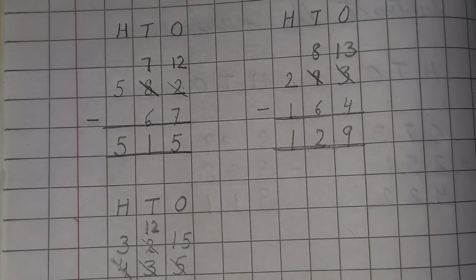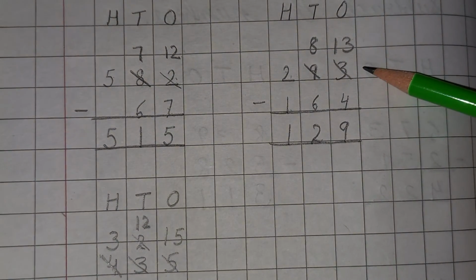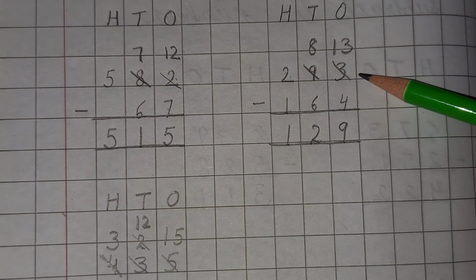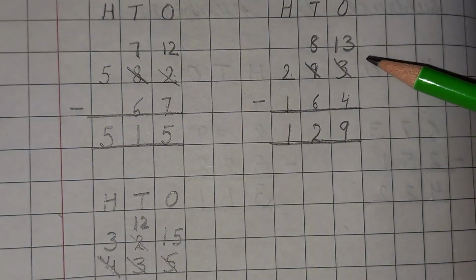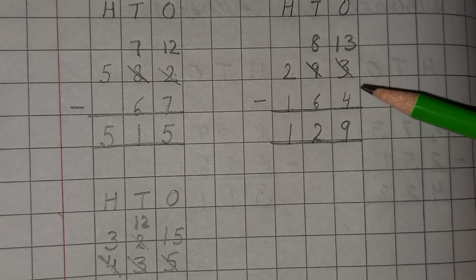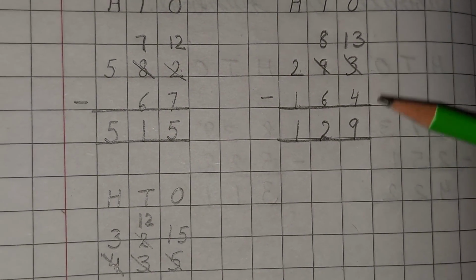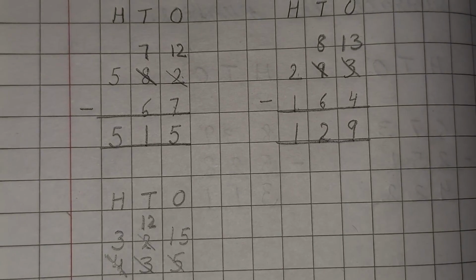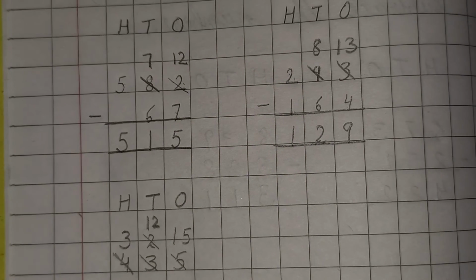So this way you have to do subtraction with borrowing. First of all, you have to check whether the lower digit is smaller or bigger, right? So if it is bigger, you have to borrow, right? So you just have to compare these digits and then you will come to know whether you need to borrow or not.